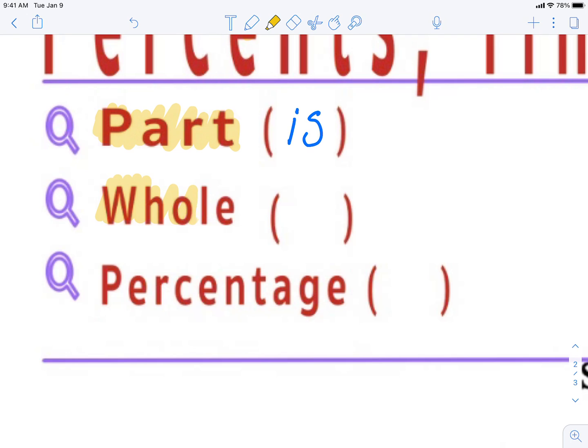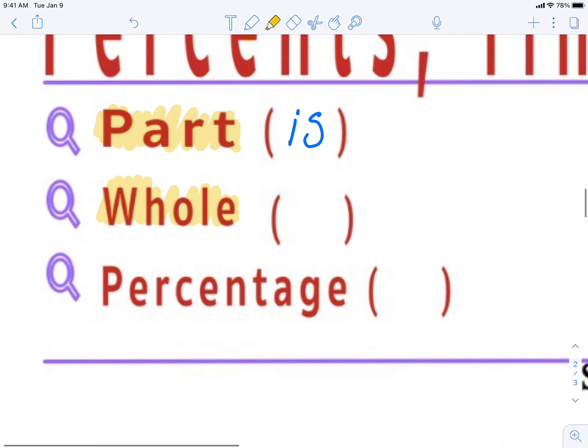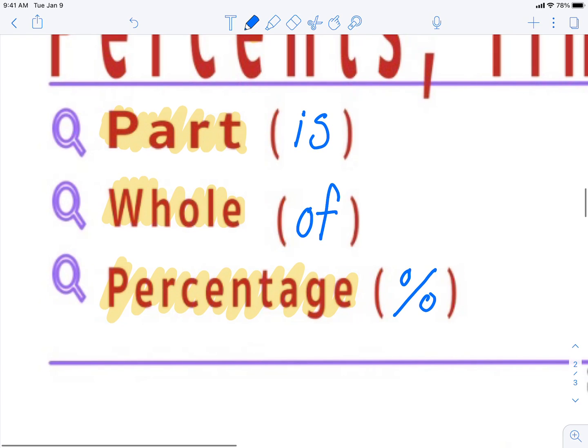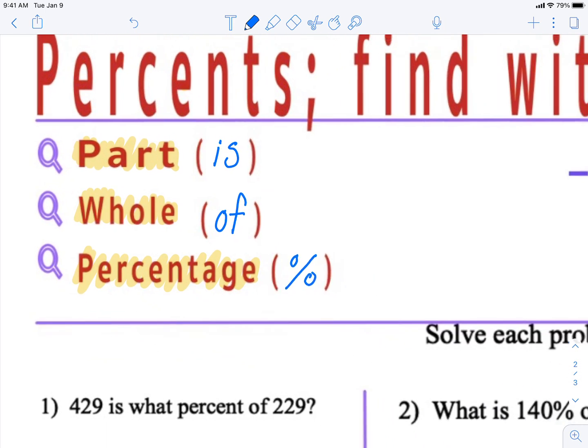Next is whole, right? The whole thing, the whole pizza. When we think of whole, think of the word of. Finally, we have this word called percentage. And percentage is a percent symbol, which is that right there. It's two circles with a line going across, like diagonal. So that's a percent.